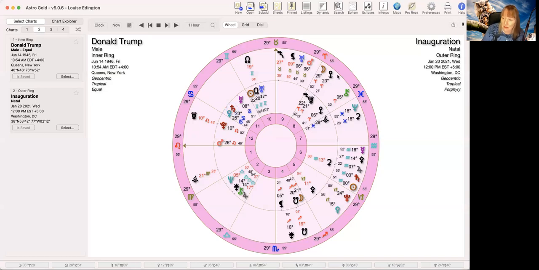Eris, the agent of chaos, has been squaring his Saturn exactly again, putting enormous pressure on him and his feelings of safety and protection. He's being disrupted.